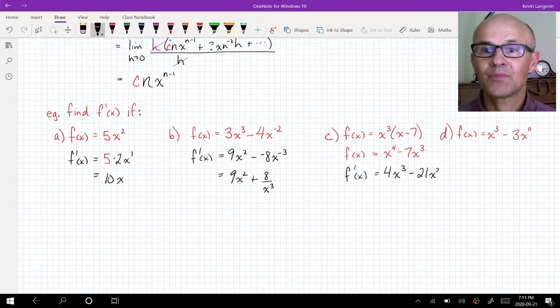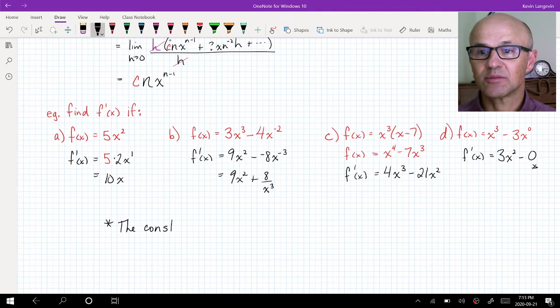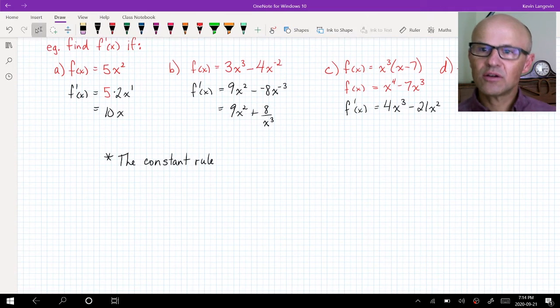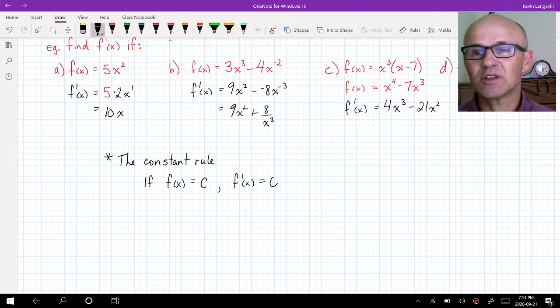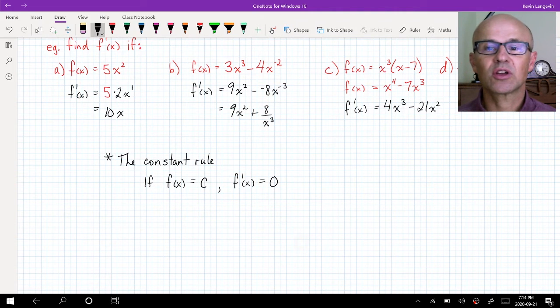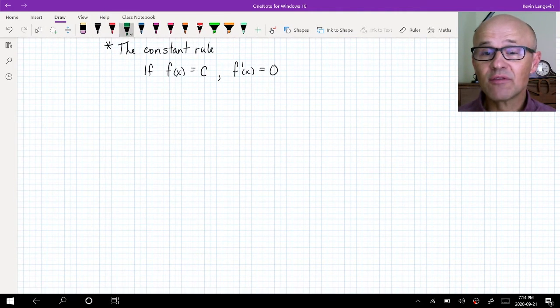To do the second one, we expand it a little bit, and then we drop the powers and simplify. And the third one, something interesting happens. When I drop the 0 as a power, it ends up giving me 0. This is what we call the constant rule. If f of x is a constant, the derivative of that is always going to be 0.